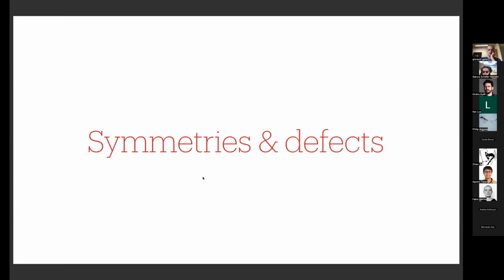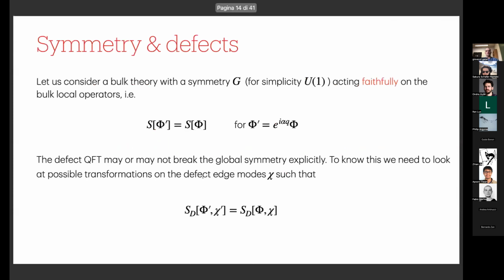Okay, so now let's talk about symmetries and defects and how they behave together. So let's consider for this purpose a bulk theory which has a symmetry G. In this talk, for simplicity, at least at the beginning, I will consider a U(1) zero-form global symmetry, which is acting faithfully on the bulk local operators. And when we have a Lagrangian, this means that we can find a transformation on the fields such that the action is invariant.